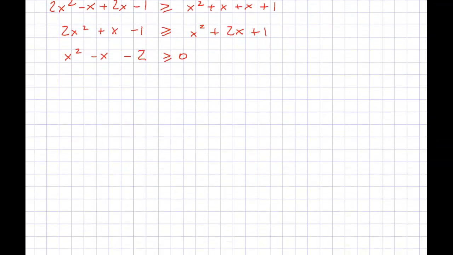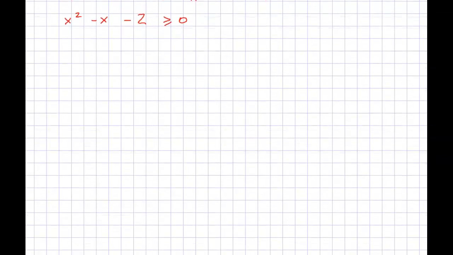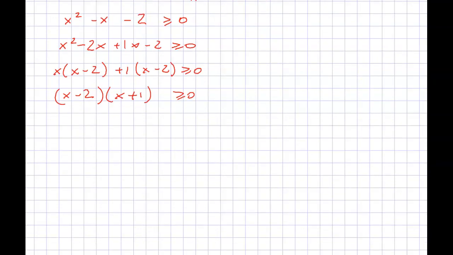So if we were to factorize this, I would get a factorized version, which is x minus 2 multiplied by x plus 1, also greater than 0. And the critical values we're interested in are the solutions to those factors equal to 0, which is x equal to 2 and x equal to minus 1. So we know these are important in terms of our boundaries.